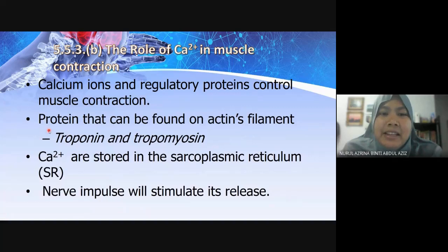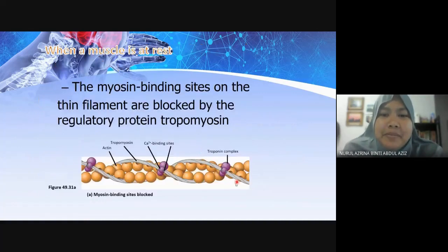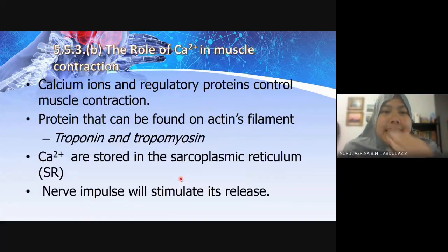Ni, tengok ni. Ni, regulatory protein. Regulatory protein is the protein that can be found on the actin's filament named as troponin and tropomyosin. Ingat tadi, troponin dengan tropomyosin. Ni, troponin yang warna purple, tropomyosin yang ini. Okay, right. So, sekarang ni, calcium ion and the regulatory protein control the muscle contraction.